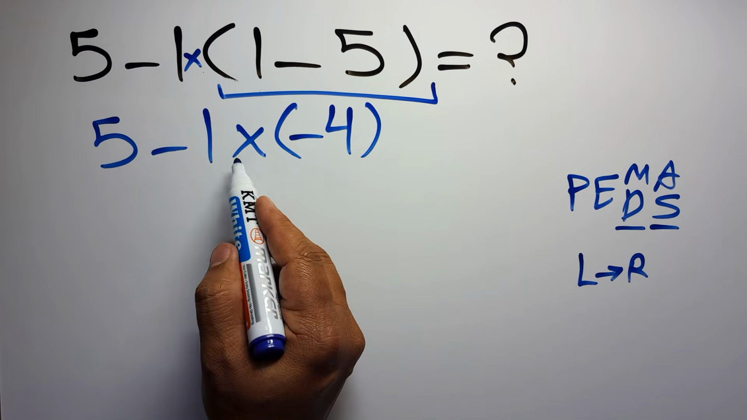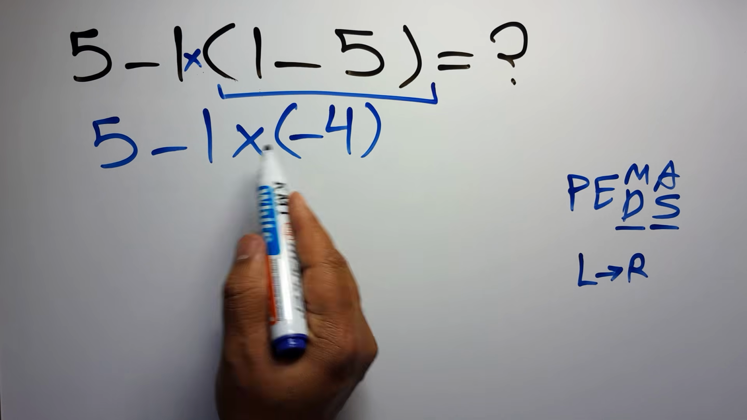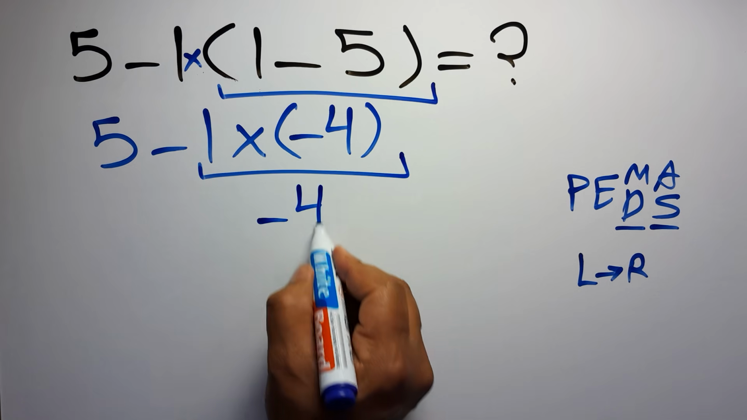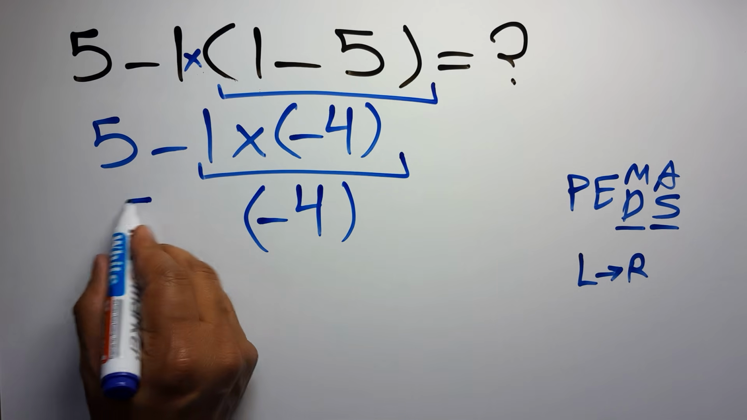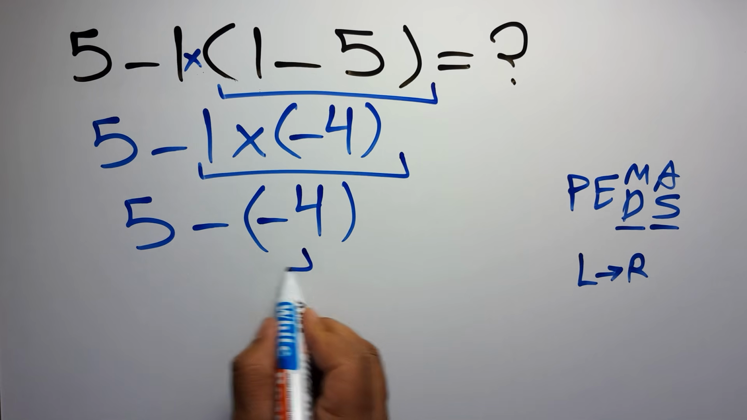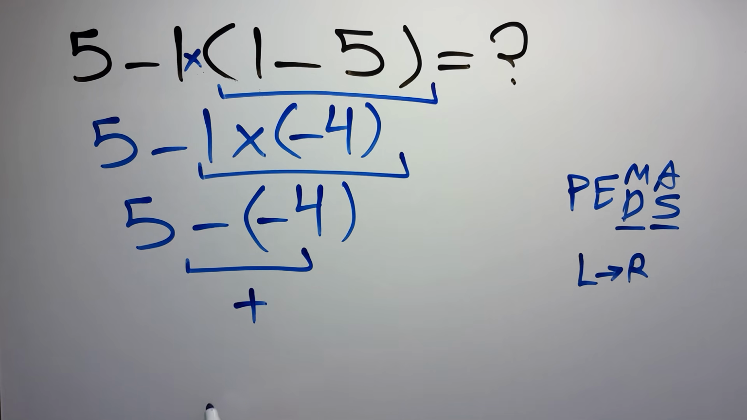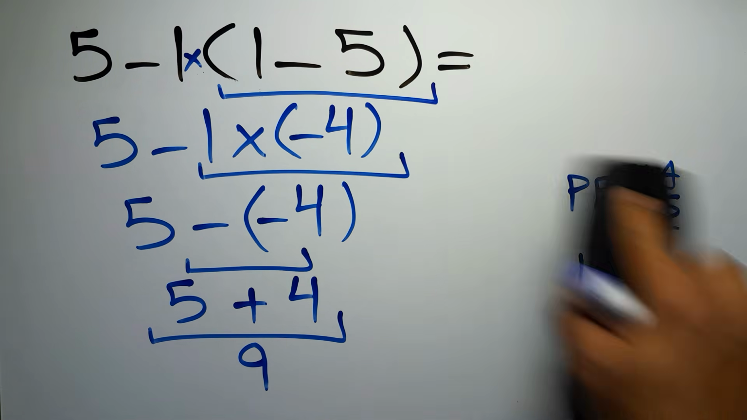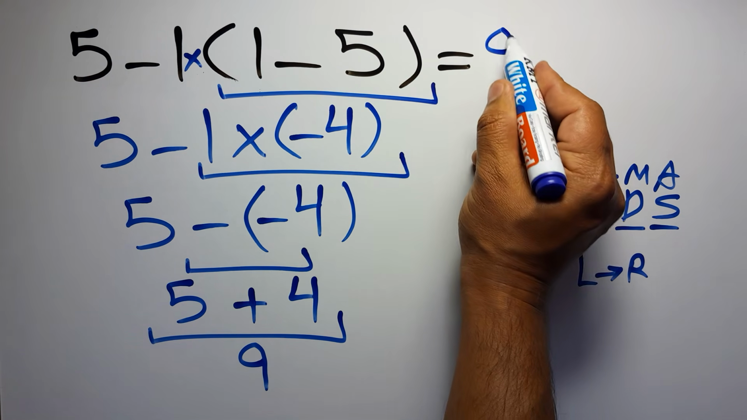So here, first we have to do this multiplication. 1 times negative 4 gives us negative 4. So we have 5 minus negative 4. Now, negative times negative gives us positive. So we have 5 plus 4, which equals 9. And this is our final answer to this problem. The correct answer is 9.